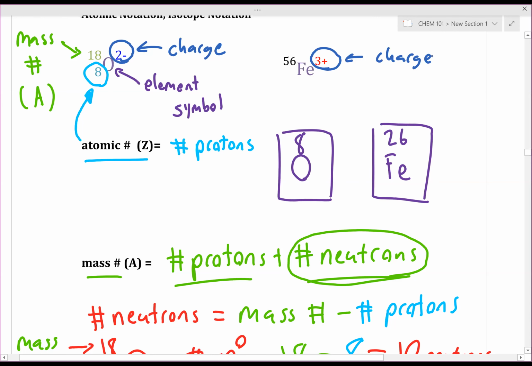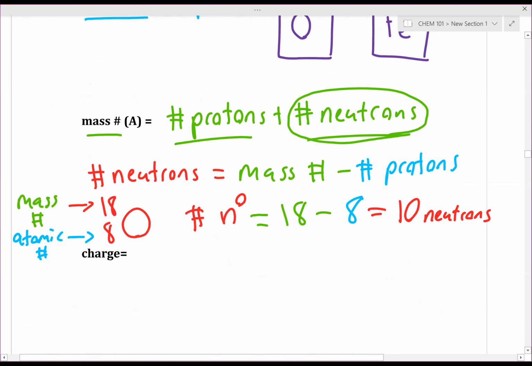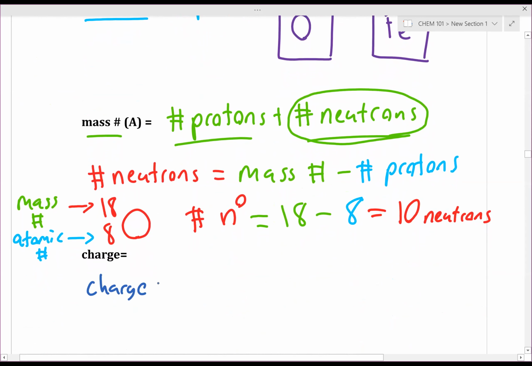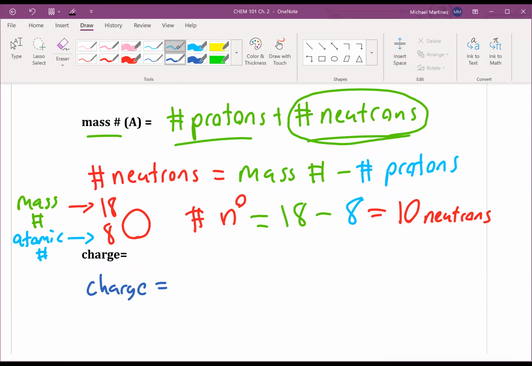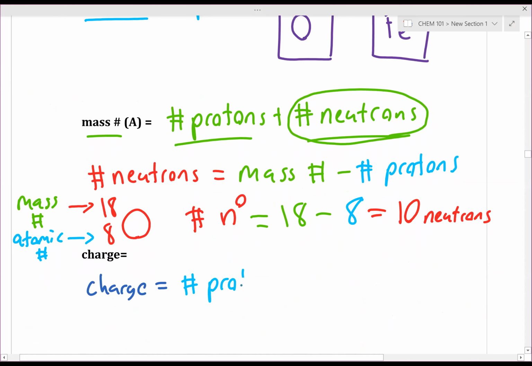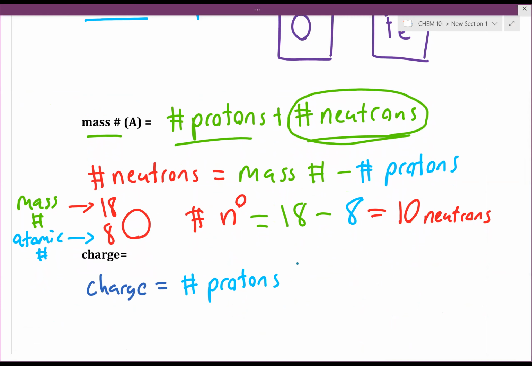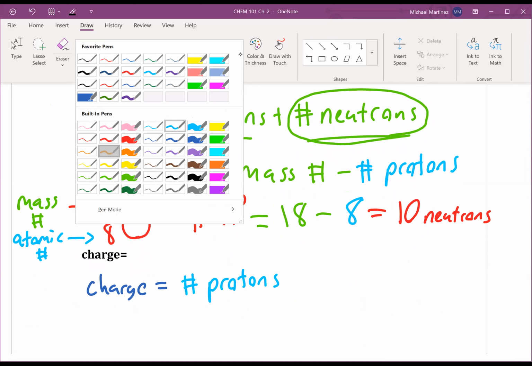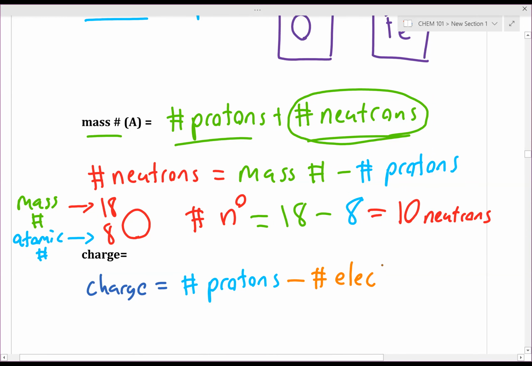Now, the total charge of our atom is dependent on the number of protons and electrons in our atom. So to write a full expression for charge, the charge is equal to the number of protons minus the number of electrons. So essentially what we're saying in this charge calculation is we're adding up the total amount of positively charged particles and then subtracting out our negatively charged particles, right?